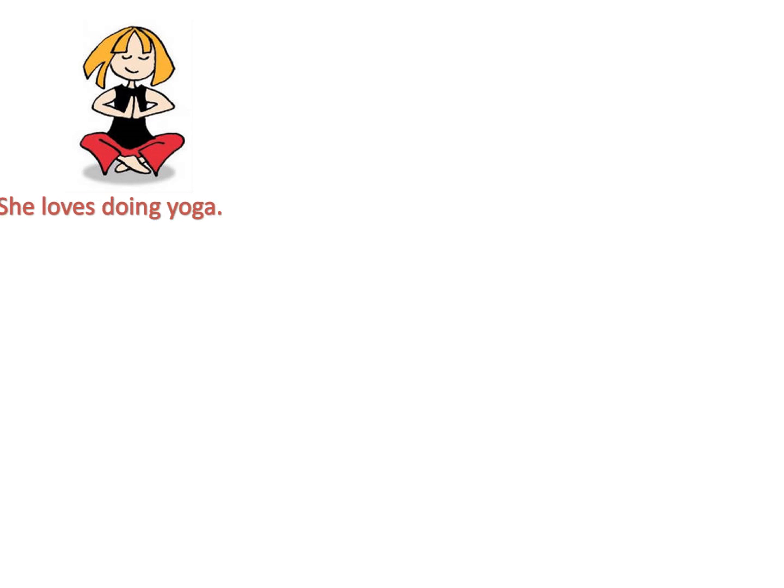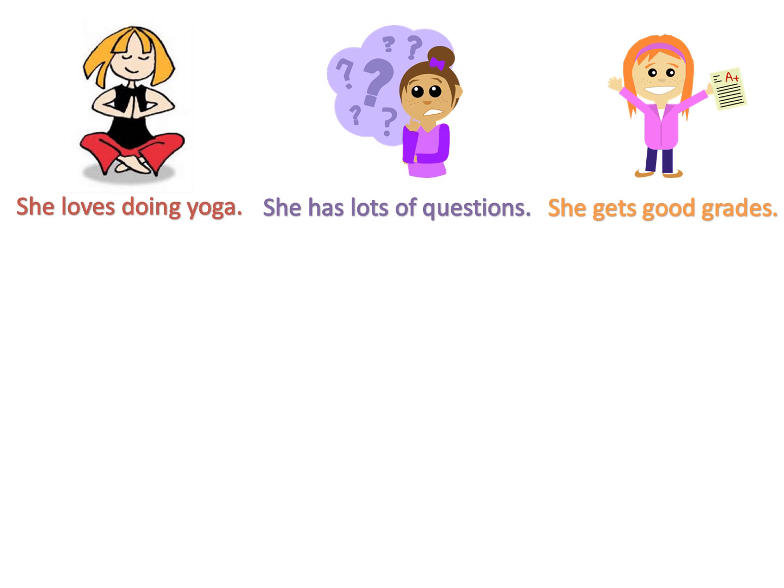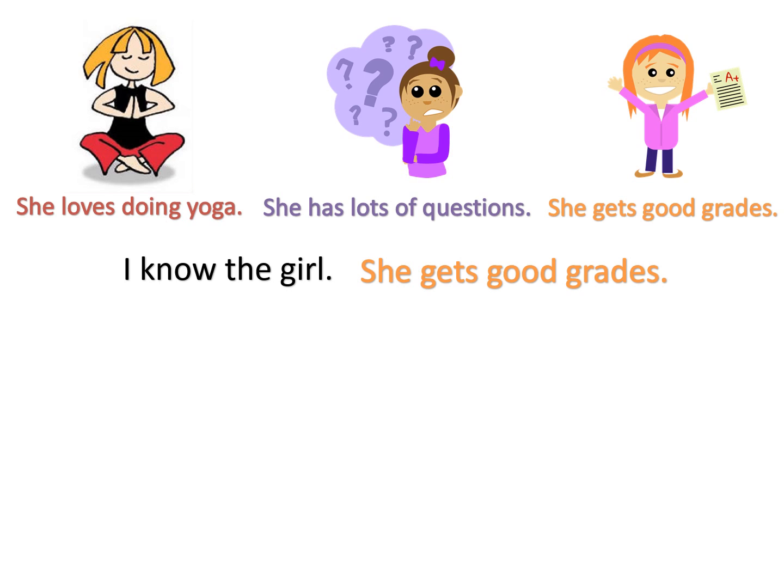Now let's think again about the same three girls, and this time let's add some information about them. She loves doing yoga. She has lots of questions. She gets good grades. So now if we take our sentence, I know the girl, and then choose one of these sentences that gives us some extra information, such as, she gets good grades, now we know we are talking about the girl on the right.